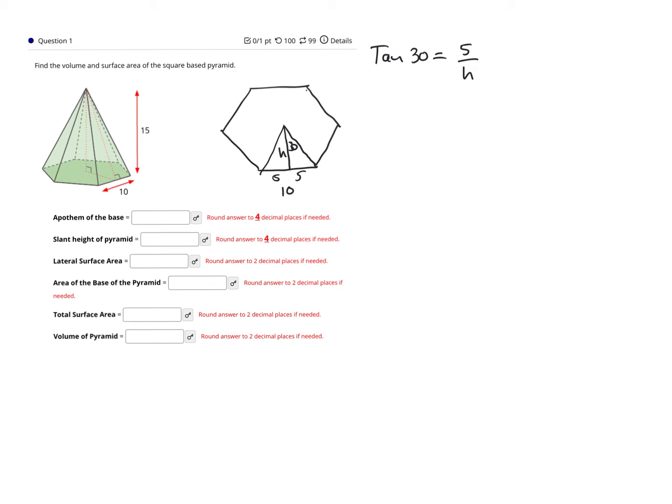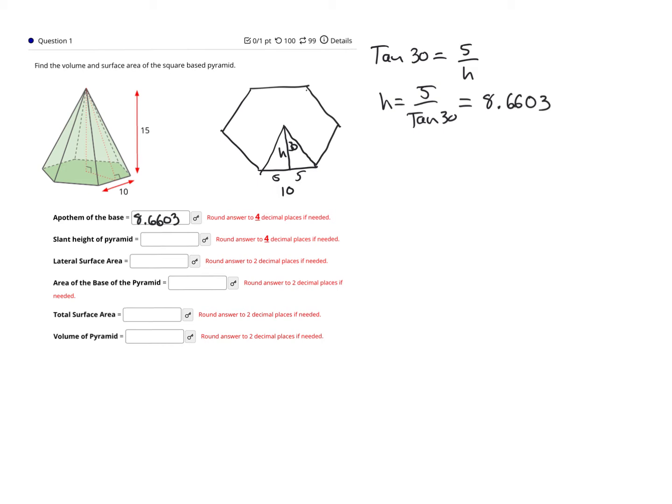This becomes a division problem, so the height is equal to 5 divided by the tangent of 30. When I put that in my calculator and round to 4 decimal places, that'll be 8.6603, so that would be my first answer here.